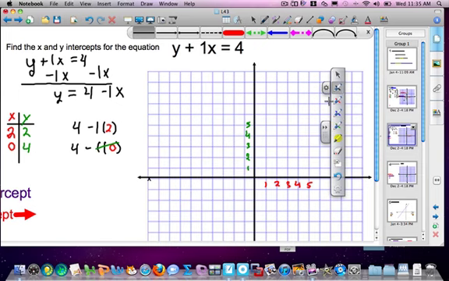Once again, I only need 2 points to define the line, so I'm going to go ahead and plot those 2 points. X is 2, y is 2. Plot that location. X is 0, y is a 4. And we'll plot that location. We'll draw a line through those 2 points.